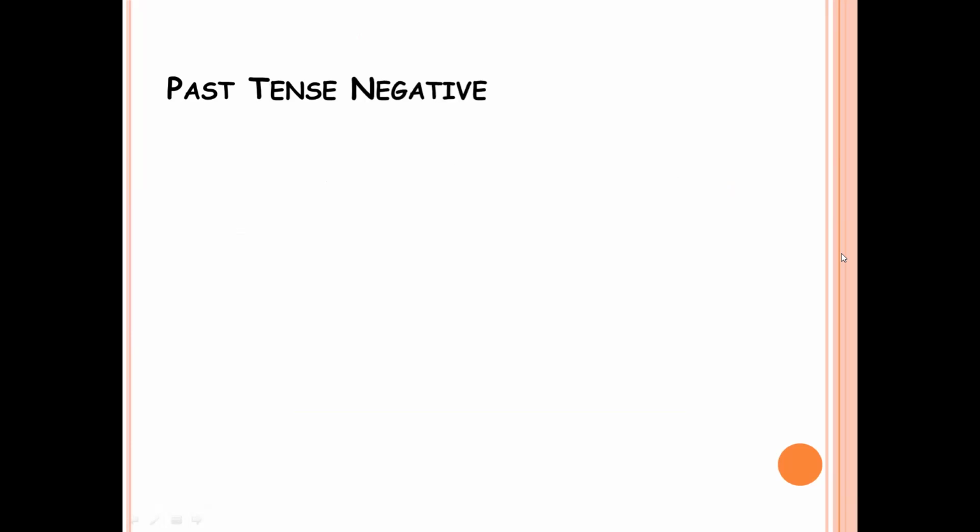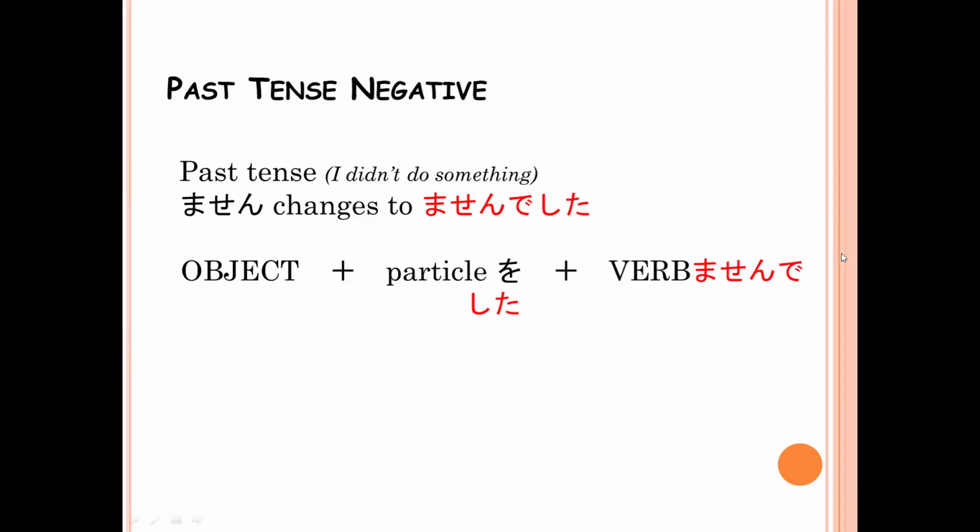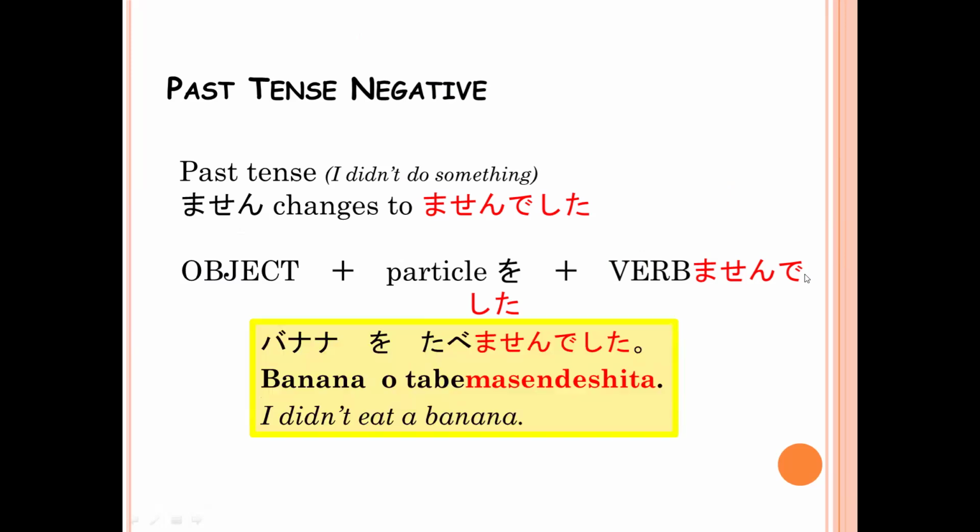For past tense negative, masu is changed to masen deshita. So it is object plus particle plus verb masen deshita. You have to write Banana o tabemasen deshita. I did not eat a banana. So in the case of past tense also, a negative sentence is possible. Banana o tabemasen deshita.